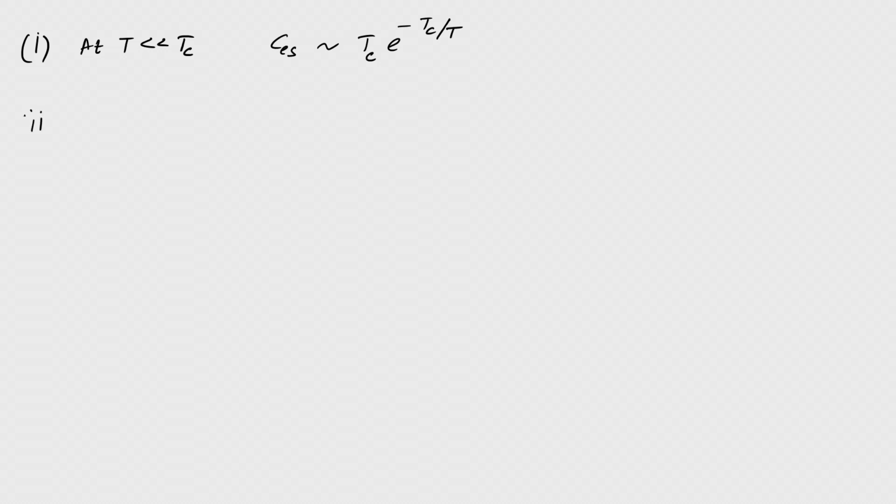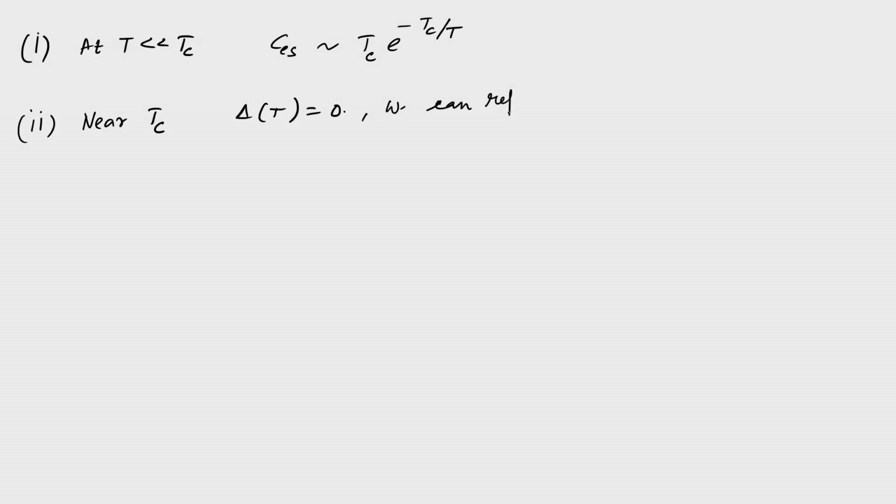So, near Tc, delta of T goes to 0. So, we can replace E k by xi k. Okay. So, the first term in the expression of the specific heat, which we talked about as the quasi particle term, boils down to CES. The second term of course is equal to 0.